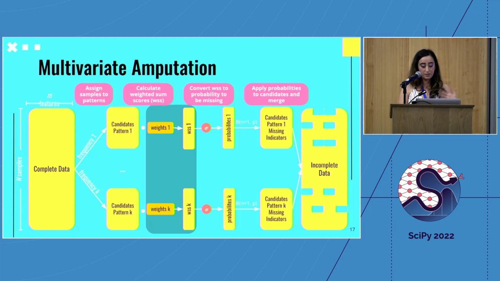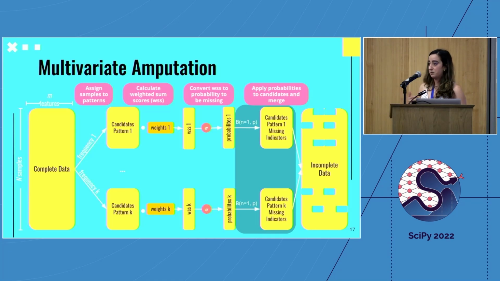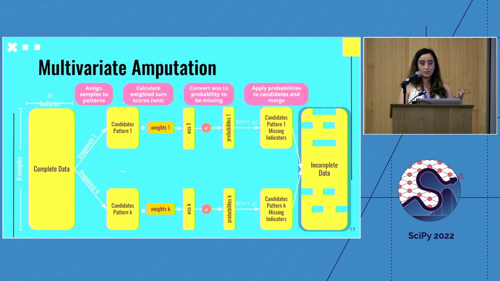And these weights determine the size of effect of that feature for the probability of missingness. Then we take these weighted sum scores and convert them to a probability to be missing using a function, for example, a sigmoid function. And then we assign an indicator to be missing for each sample and each of these pattern candidate groups by using the binomial distribution with the probability and one trial. Then we apply the mask according to the indicators and the desired features you want to be incomplete under that pattern.